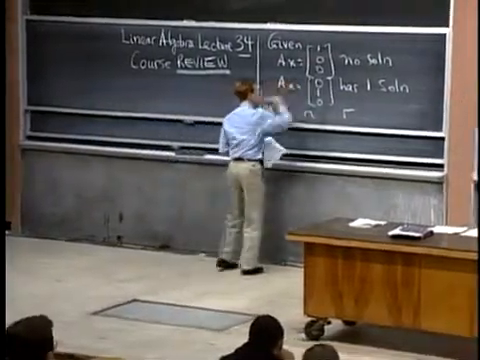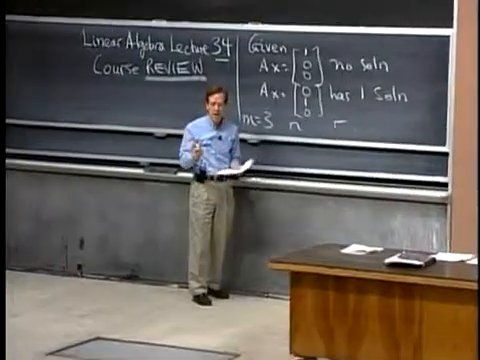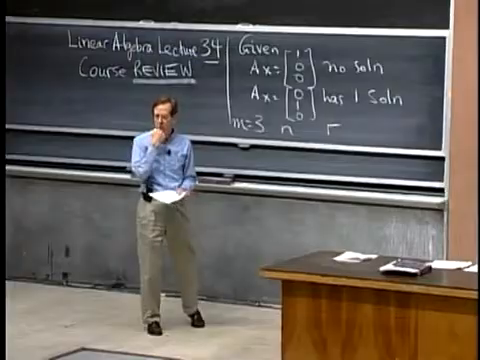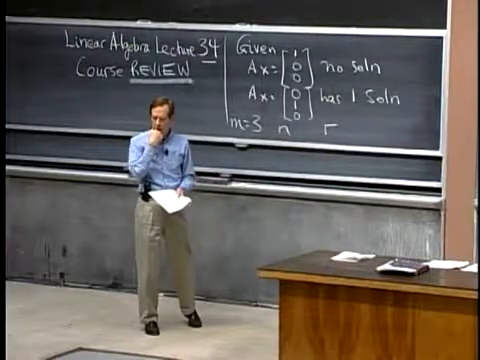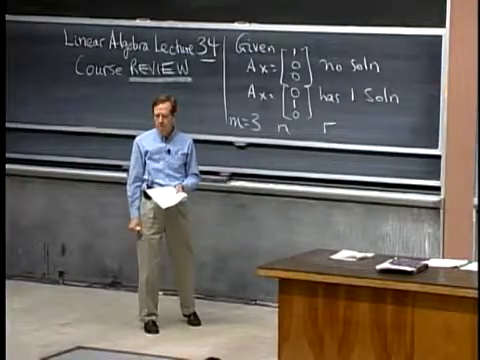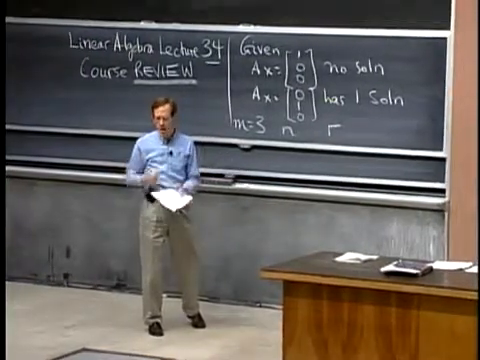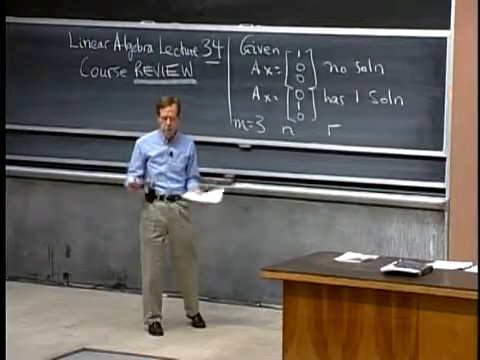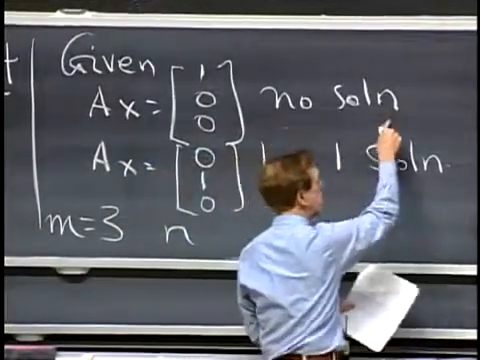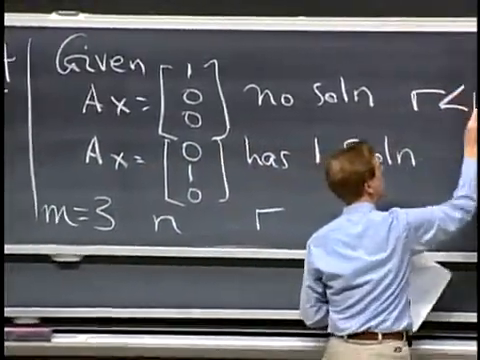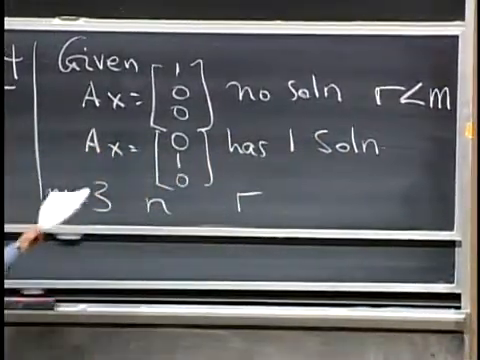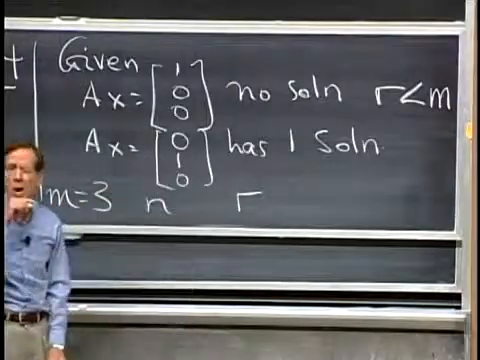If there's no solution, that tells me that some rows of the matrix are combinations of other rows. Because if I had a pivot in every row, then I would certainly be able to solve the system. I would have particular solutions and all the good stuff. So any time there's a system with no solutions, that tells me that R must be below M.